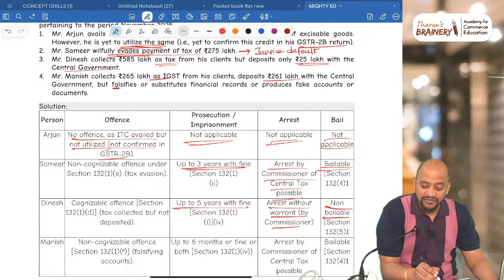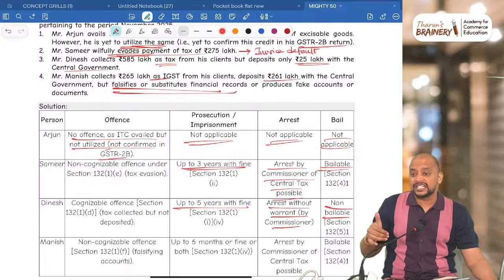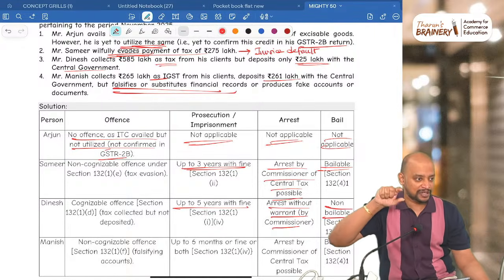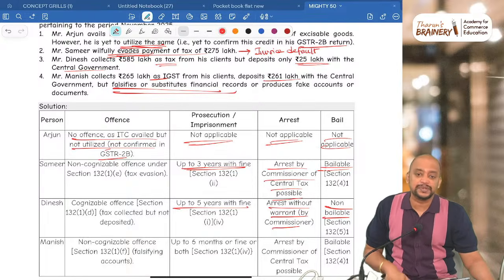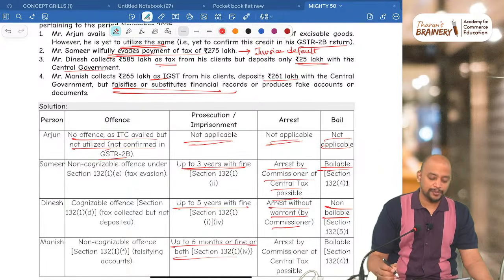But if he falsifies or substitutes financial records or books of accounts, that is a default. So not because of collected tax not paid within 3 months, but because of the books of accounts default there will be imprisonment. So what is the imprisonment? Up to 6 months or fine or both.